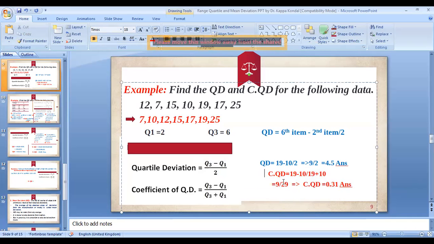The coefficient of quartile deviation is 19 minus 10 divided by 19 plus 10. 19 minus 10 is 9. 19 plus 10 is 29. So when you divide 9 by 29, you get 0.31. So we can say that the quartile deviation is 31%, 31% from one quartile to another quartile.